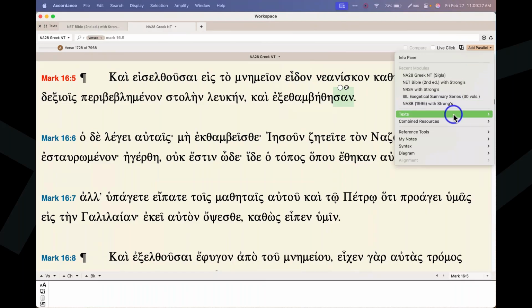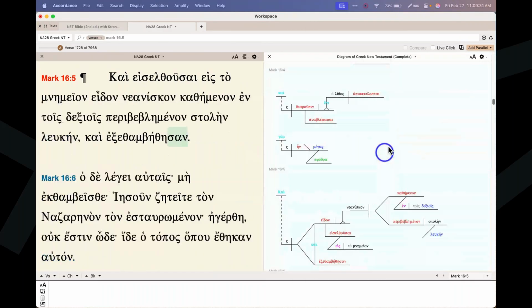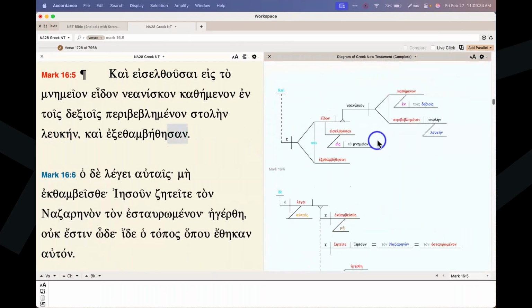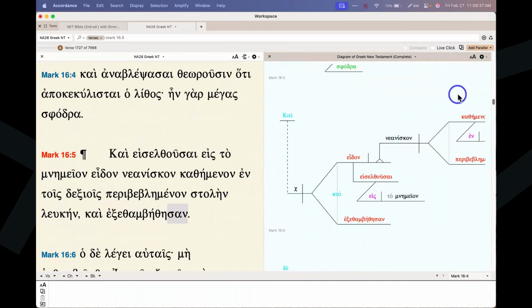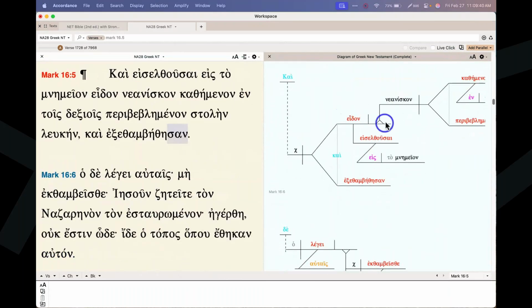Another way, and we've often looked at these diagram tools, you can see in the diagrams how the verbs go together, and so you'll find the finite verbs will have their own horizontal line. Remember, the subject is at left of this vertical line, and then the predicate, everything that's said about the subject, is at the right. So we've got eidan and exethambethesan, so two finite verbs, and then eiselthousai as a participle is subordinate to saw. So Mark isn't just saying they saw and were astounded. He's saying, and going in, they saw and were astounded.